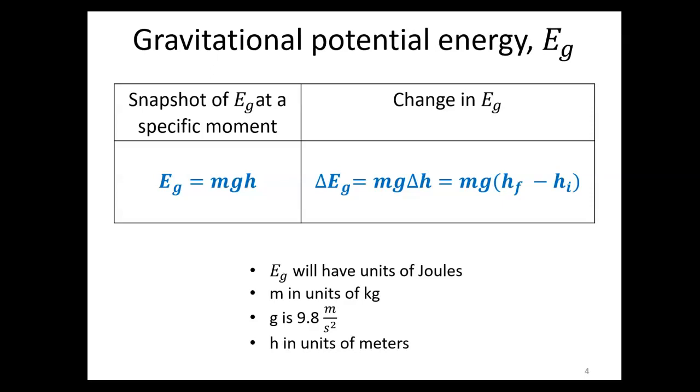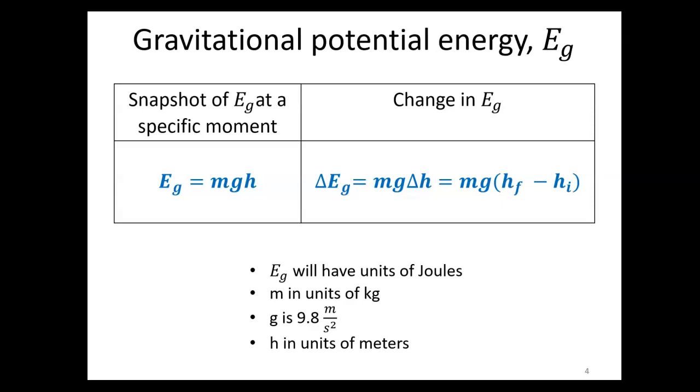Here are the formulas to calculate E sub g. We've got a snapshot formula on the left. This means I want to know right at this moment, when the roller coaster is at a height of 30 meters, what is its gravitational potential energy right now? In that case, you take the mass of the object times the acceleration due to gravity times its height above the ground. So E sub g equals mgh.